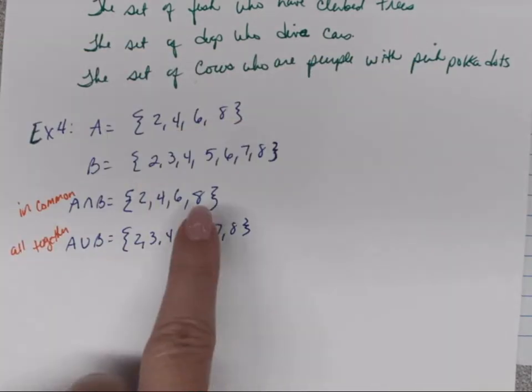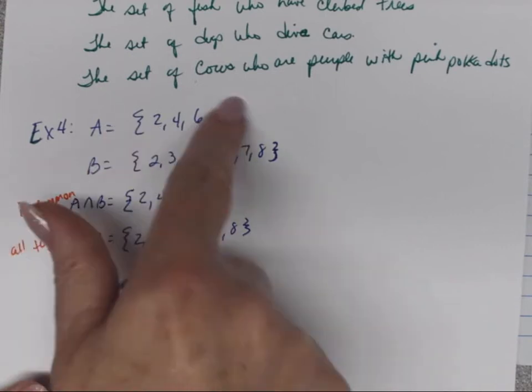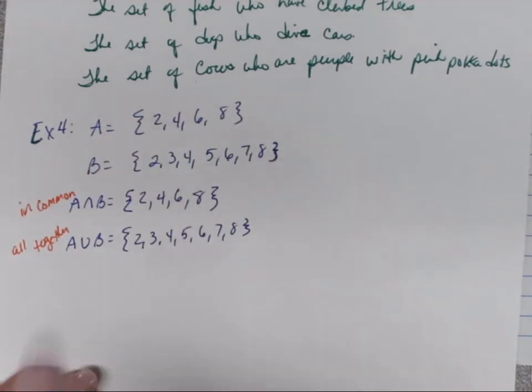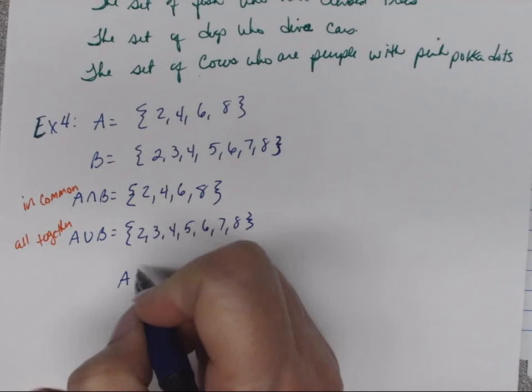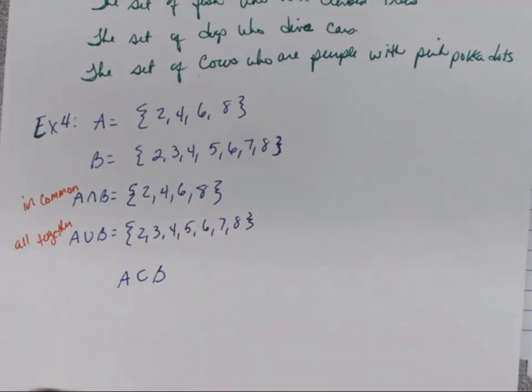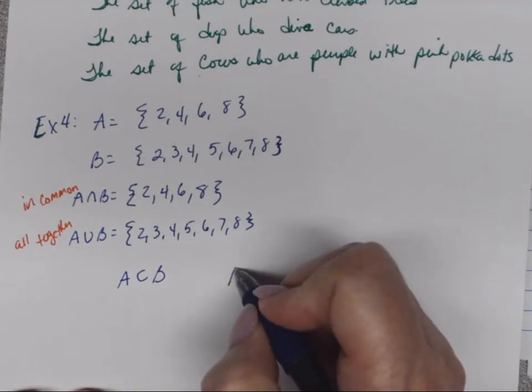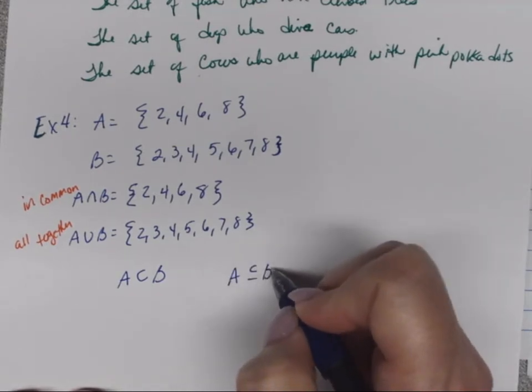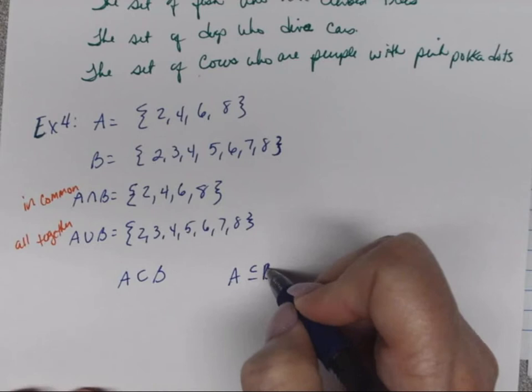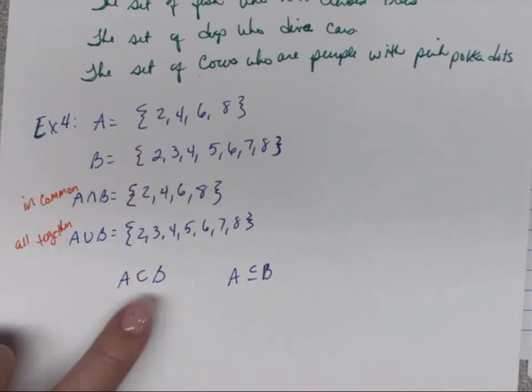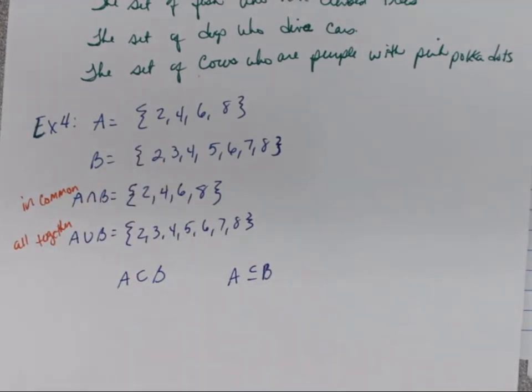In our case over here, all of A is inside of B. So we can say that A is a subset of B. And sometimes you'll see it written as A is a subset or equal to B, which means it could also be equal to it. Our case is not equal to it, it's just a subset of it.